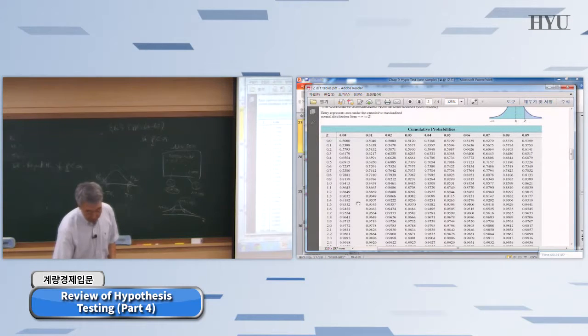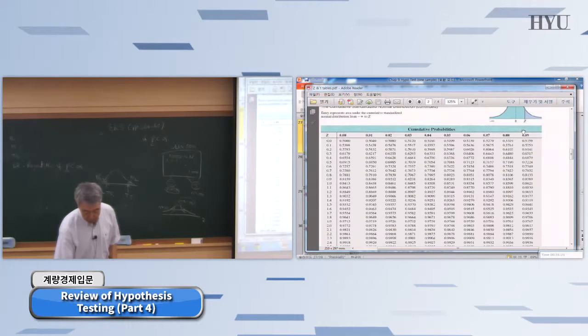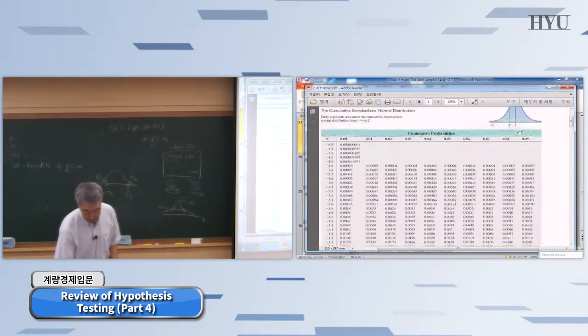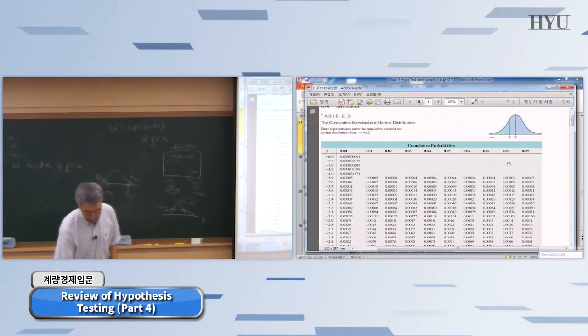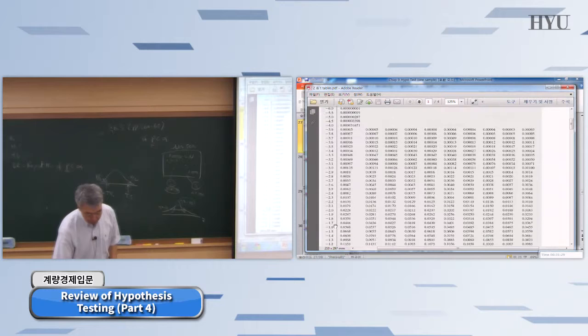If that was a z-score, right? Then 1.46, that's 0.9279. So we're talking about this area. So you can subtract that from the 1, or you can use the other table here. It's easier to use if you use negative 1.46, yeah.